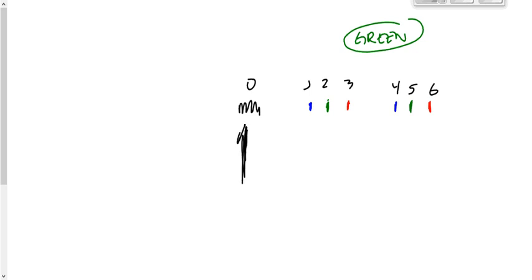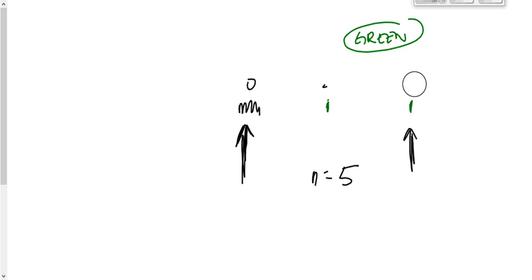If you're dealing with this and this, some of you are going to try to make n equal to 5. What should n be equal to? 2. Because remember, if you're analyzing green, as far as you're concerned, the other ones don't exist. Got it? This wouldn't be 2 and 5. This would be 1 and 2. N wouldn't be 5. N would be 2.